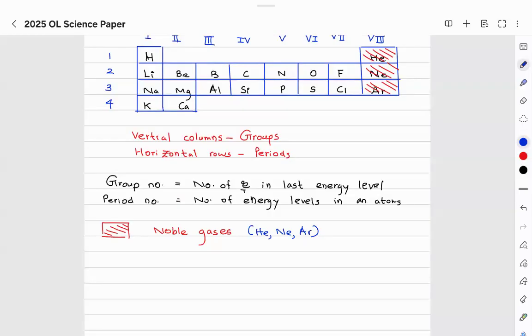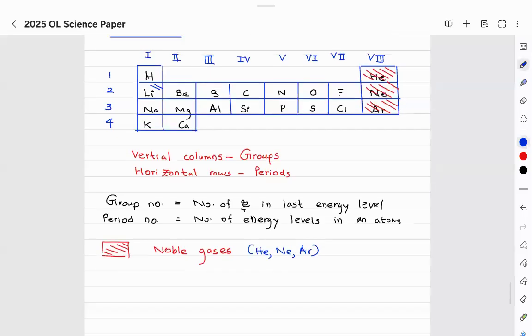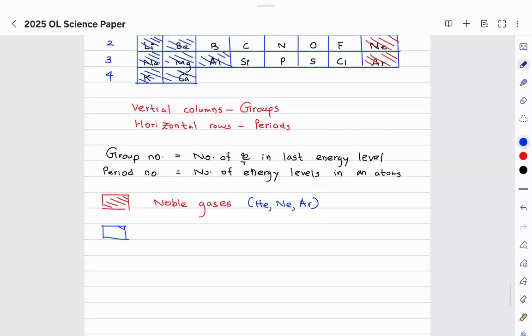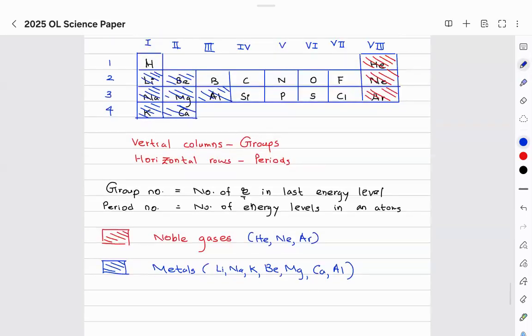Then what are the metals in the periodic table? Lithium, sodium, potassium, beryllium, magnesium, calcium, aluminium. So these are metals. Right?